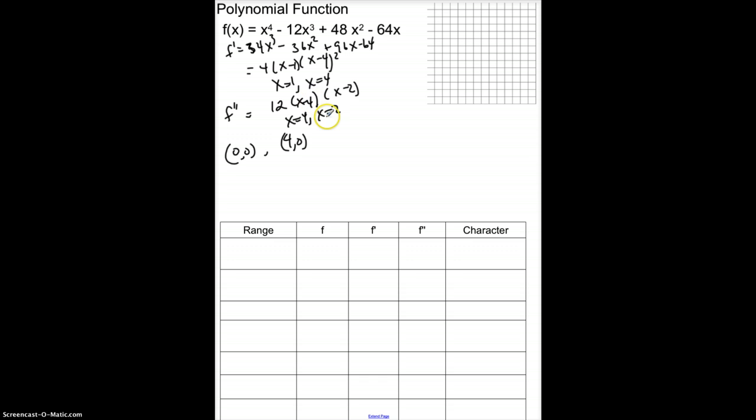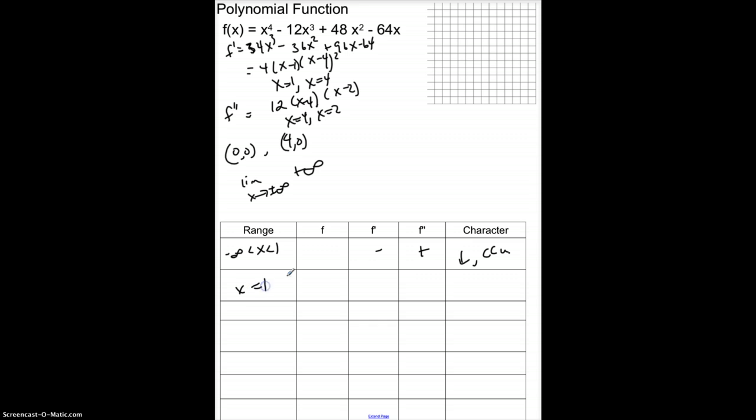I have no vertical asymptotes. I don't appear to have any horizontal asymptotes. The limit as x goes to plus or minus infinity is plus infinity. It doesn't matter which way I go. So let me look from negative infinity. I know my second derivative is going to be positive. My first derivative is negative. So it's decreasing and concave up.